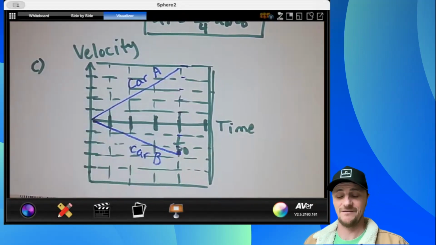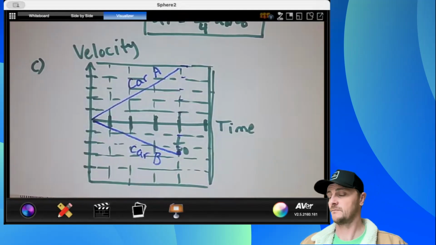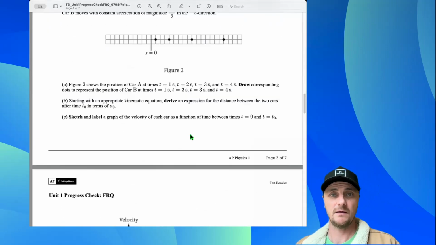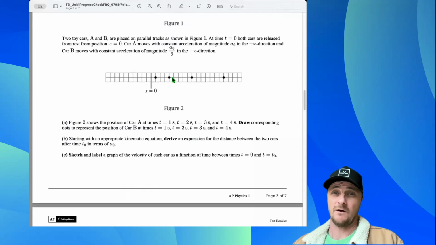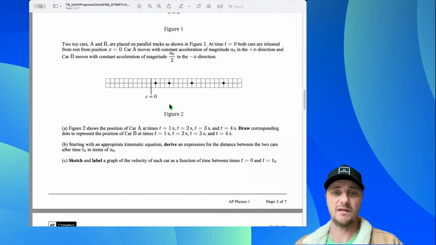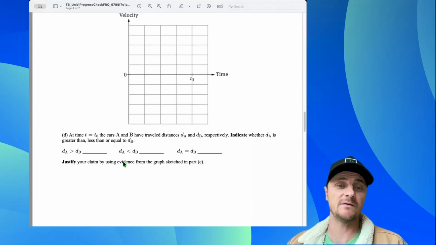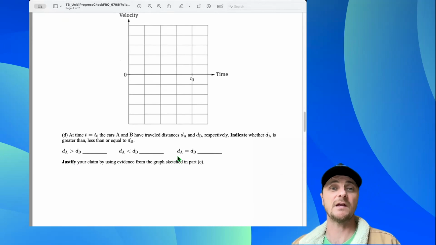Okay, on to part D. Let's check that part out. So part D is going to ask us which car goes further, which seems like a silly question because we already showed in part A, clearly car A goes further and car B went half as far by the end of the 4 seconds. But specifically, they want us in part D to justify our claim by using evidence from the graph sketched in part C. Obviously, car A goes further than car B, so you check this off.